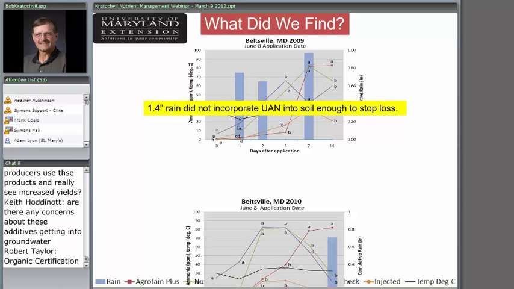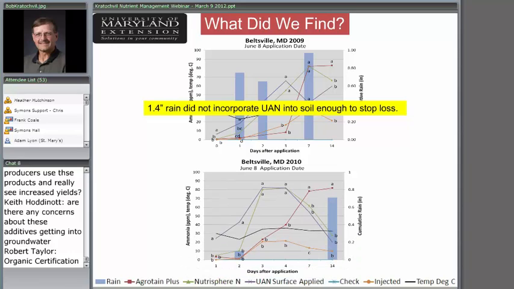All right, 2010, same soil type, same description of products. Here's our check, remained 0 across the entire period of 2 weeks. The check was no nitrogen was supplied. Here's our UAN unprotected. There's our Nutrisphere N, the green line. Same loss pattern with Nutrisphere N as we saw with UAN unprotected. Here's our Agritane. Gave us fairly good protection until we got out here to about 7 days.